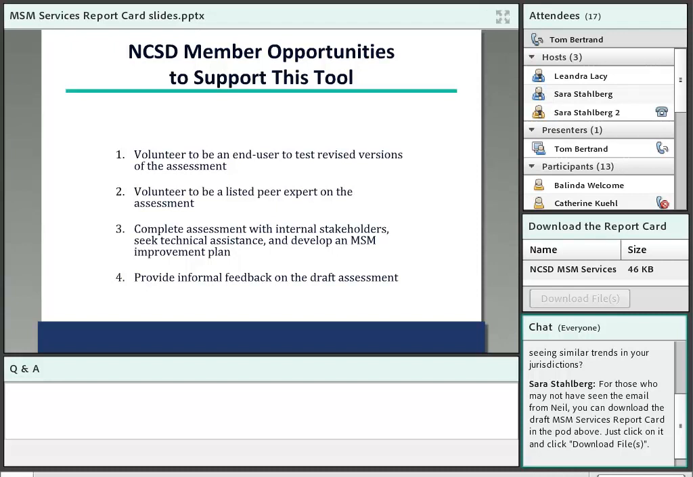We'll also be looking for support to complete the assessment, once it's ready, with internal stakeholders, seek technical assistance, and develop an MSM improvement plan. The goal is not just for STD and HIV directors to do this survey in isolation in their own office, but potentially to share it with staff, use it during staff meetings, and have it be an opportunity to prompt discussions. And then also provide informal feedback on the assessment on an ongoing basis to see if it needs to be revised, or needs new elements or new answers. So that's the stage we're at right now.